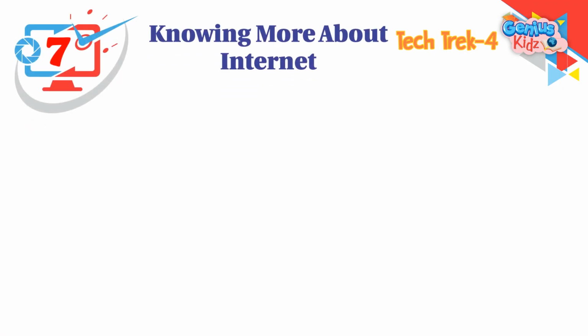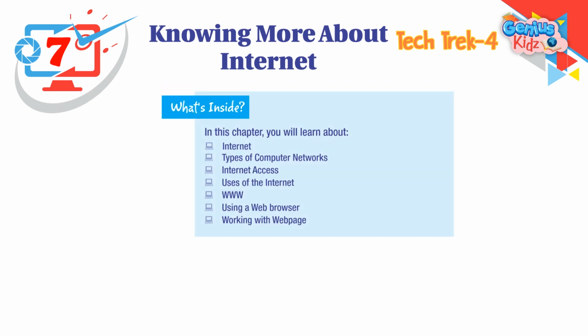Chapter 7. Knowing more about Internet. What's inside? In this chapter, you will learn about Internet, types of computer networks, Internet access, uses of the Internet, www, using a web browser, working with web page.